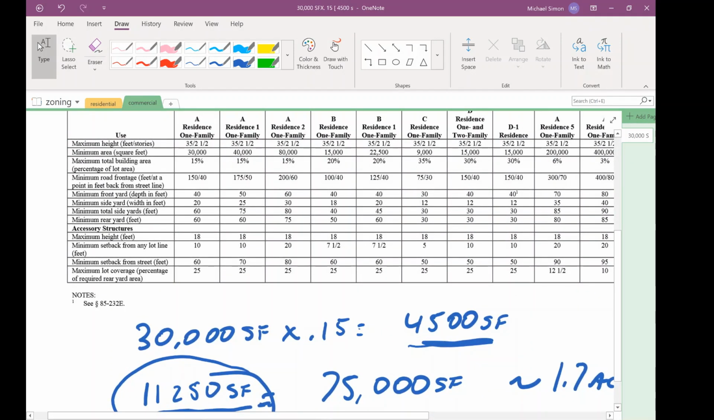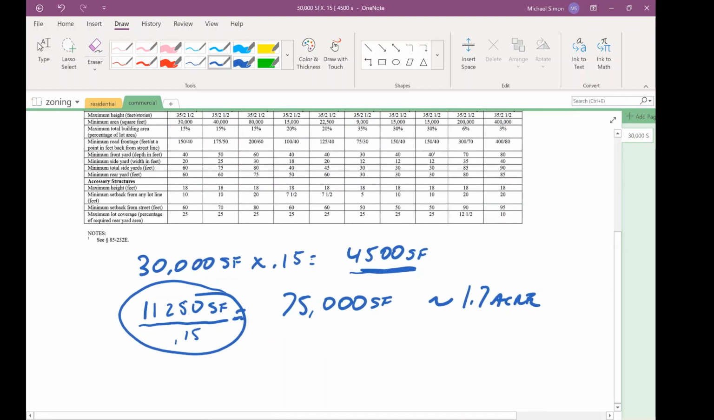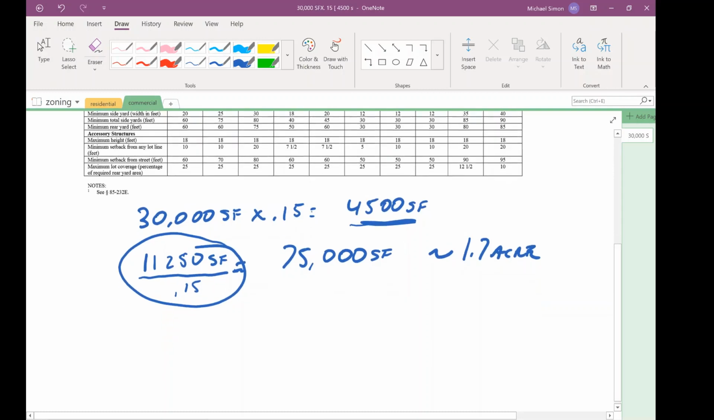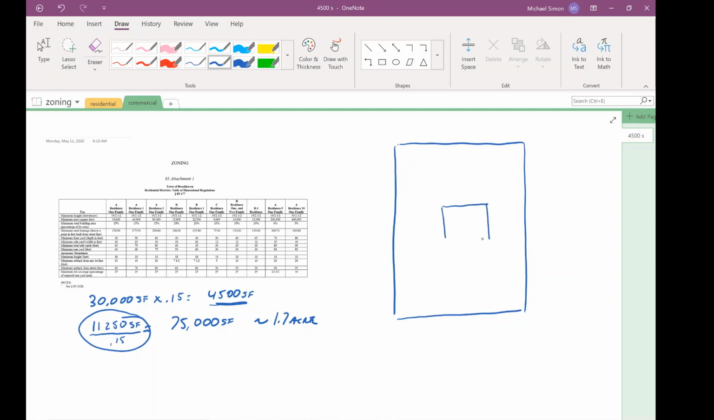Then we have minimum road frontage. I'm not going to go through each of the zones. We'll take a look at A residence zones, and then you can do the same calculations for all the other zones. So we have minimum road frontage, measured at a point so many feet back from a street line. So it's 150 feet, 40 feet back. What we're looking at here is, if you have, I'm just going to draw this all over the place, there's our house, little chimney, and our driveway.